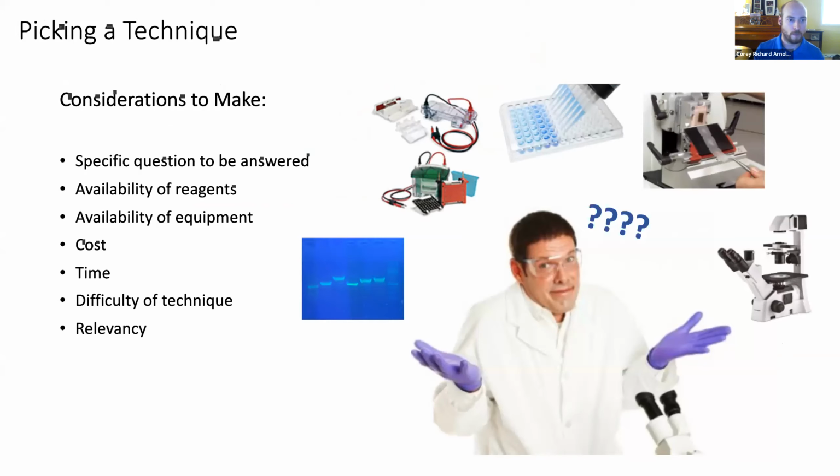And so whenever you're going to pick a technique to answer a question you might have, you want to make sure you know specifically what question you need answered, the availability of the reagents that you have, as well as the availability of the equipment. How much is this going to cost? Is this going to bankrupt the PI? How much time is this going to take? Are you going to spend 3 weeks just doing one thing? How difficult and reliable is it to work? And also, how relevant is this technique? Are you using something that was established in 1984 and hasn't been used since? So all these things to take into consideration.